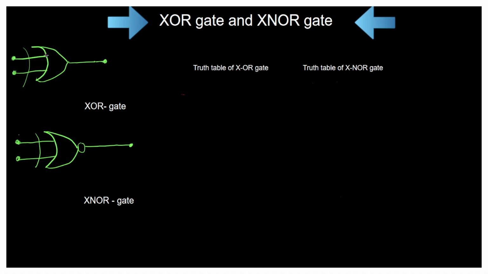So first come to the XOR gate. If we take A and B as an input, at the output you will get A bar B plus A B bar. So this can be written as A XOR B. Okay, let's next come to the construction of the table.